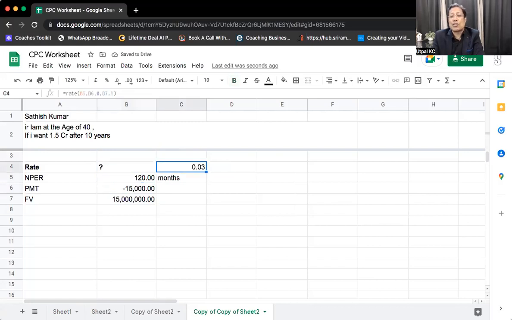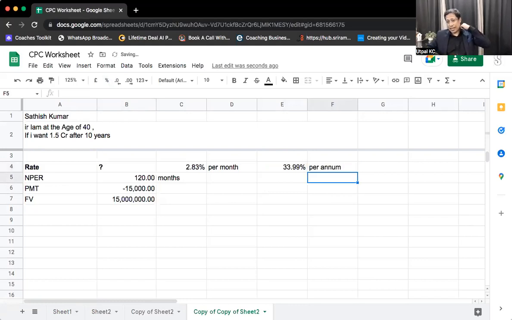Okay, yeah. 0.03 means 2.83% per month. So this will be equal to how much? 2.83 into 12, around 34% per annum. So now you see this is a very big challenge, to get 34% per annum. It's a big percentage. Satish Kumar, got it.